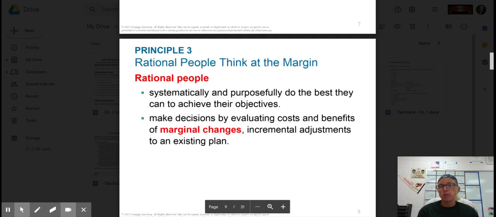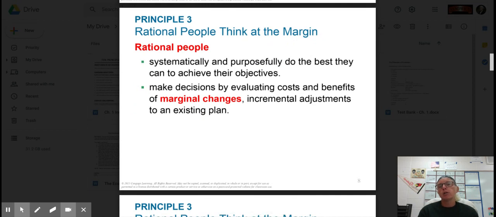But if it's a crap movie, the opportunity cost of staying at home would be really high. All right. Number 3, rational people think at the margin. I am going to use the word margin a lot in this class. Basically, rational people systematically and purposely do the best they can to achieve their objectives. They figure out what they can do to get the maximum results they want. So they make decisions by evaluating the costs and benefits of marginal changes, which are incremental changes, whether up or down, to an existing plan.